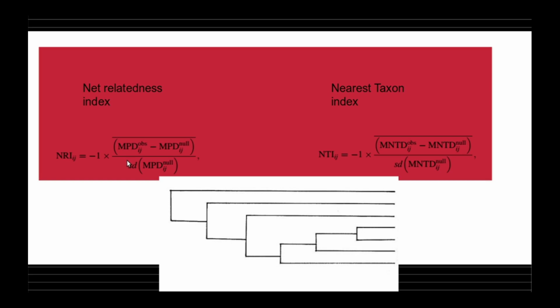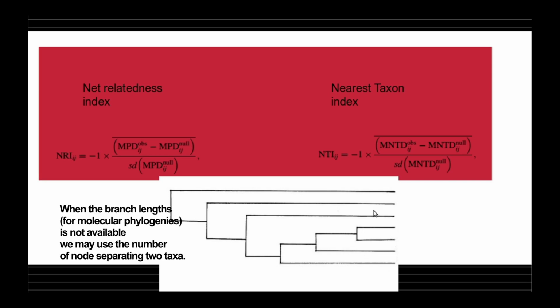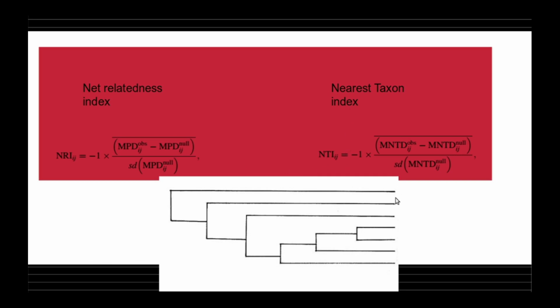So the net relatedness index captures the deepest structure of the tree, while this one, the NTI, calculates the structure of the tips in the phylogeny. So it is the simple mean of the distance in the value of the branch lengths between a pair of species, in the case of MPD, and the mean in the values of the branch lengths of the nearest taxon in the tree, in the case of MNTD.